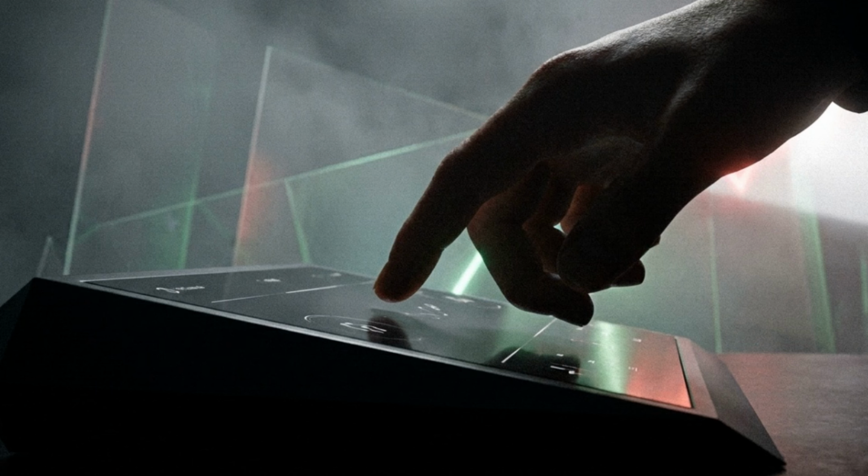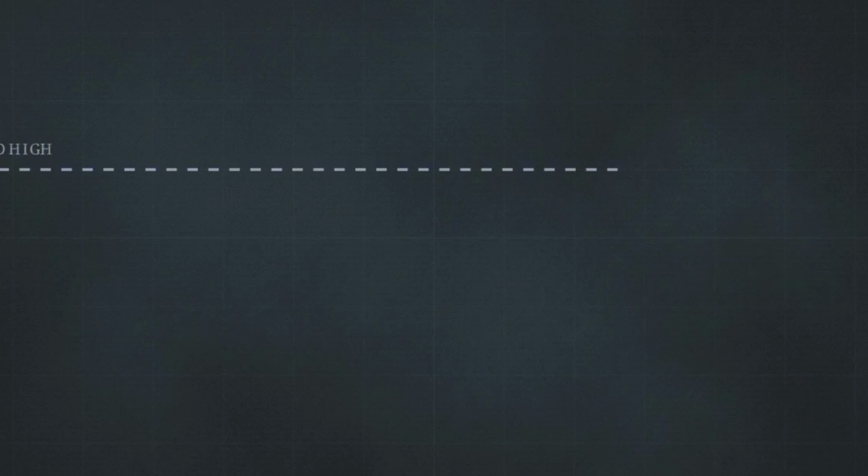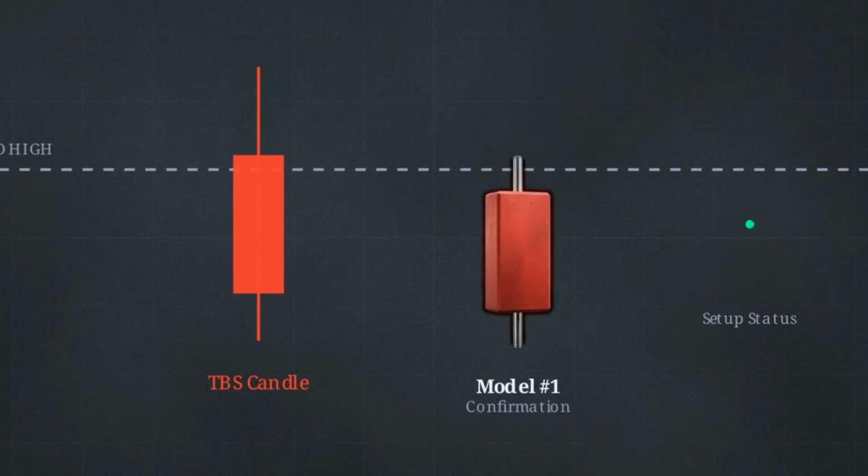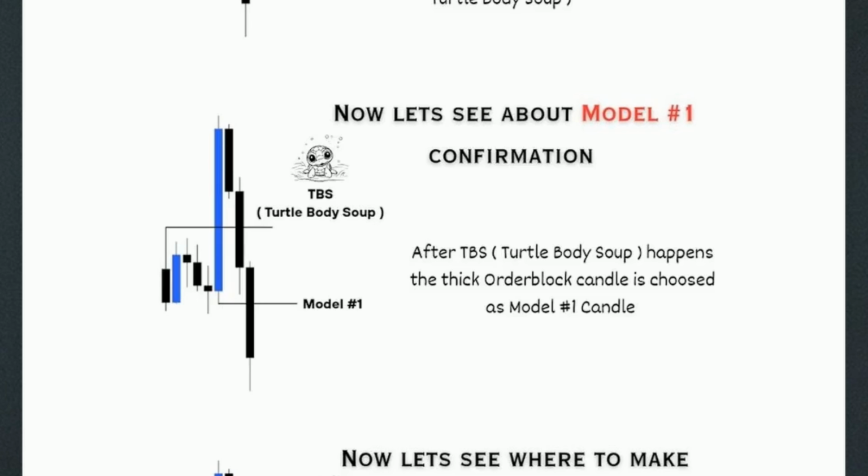Even with a valid TBS, entering a trade requires patience. Entering blindly on a single candle increases risk. We need confirmation that the reversal is holding. This is Model 1 confirmation. We wait for a thick order block candle to form immediately after the TBS. This second candle provides the necessary evidence that the market is ready to move in our direction.